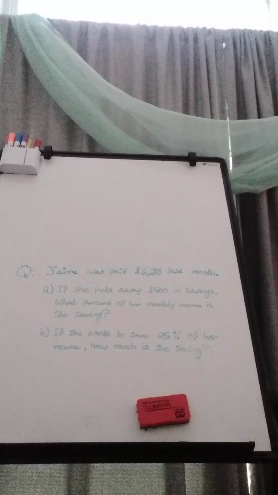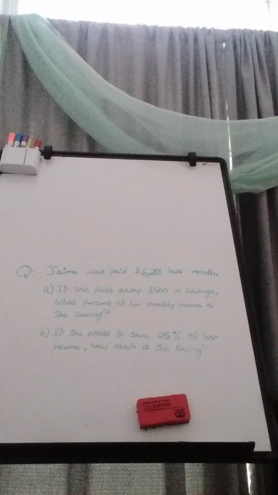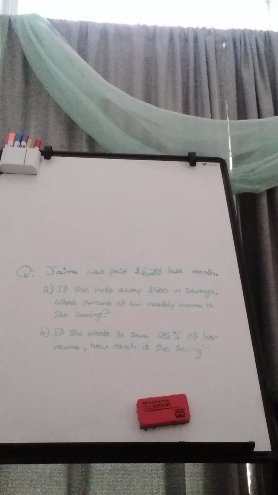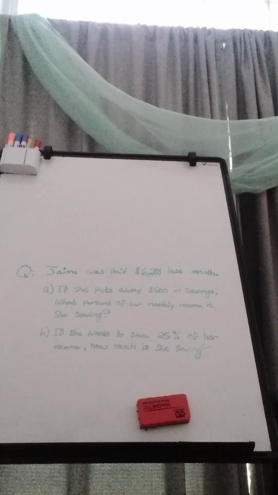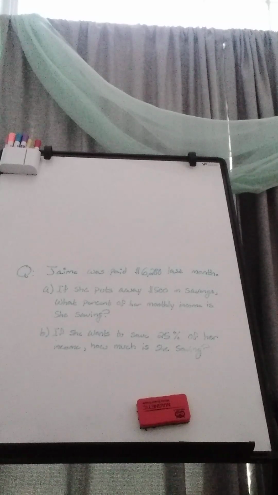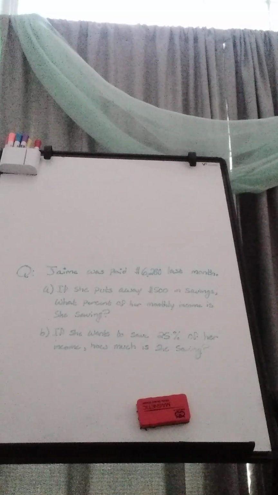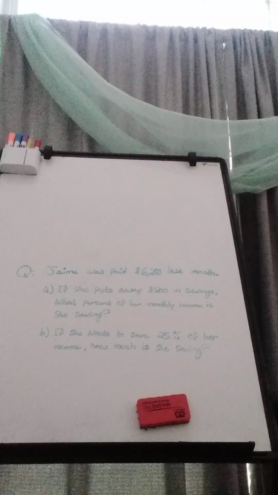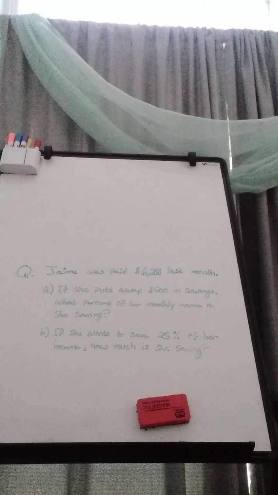Okay, so Jamie was paid $6,280 last month. We'll say that's our total, so capital T. For A, it says if she puts away $500 in savings, so I'll denote A, $500 in savings. So R equals 500, and we are looking for capital P.